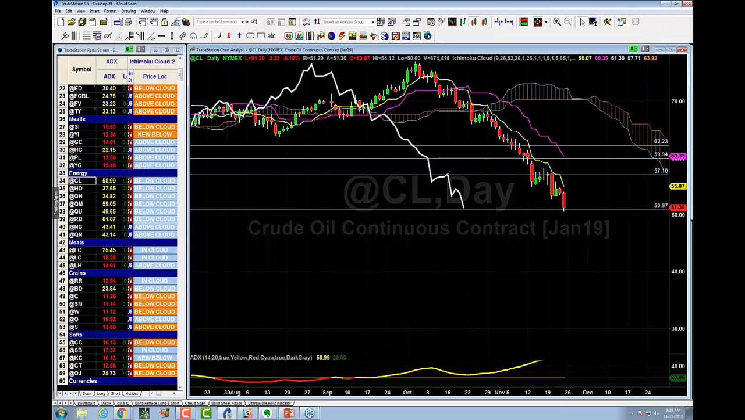But yeah, it's simple. It's simple to use, right? This is a free indicator. You don't have to buy this indicator. It should be freely available on all your charts. If you don't have a good chart vendor, cancel that chart vendor and go find somebody that has Ichimoku. This is just TradeStation, but almost every chart vendor out there has Ichimoku. All right, so that's crude oil.